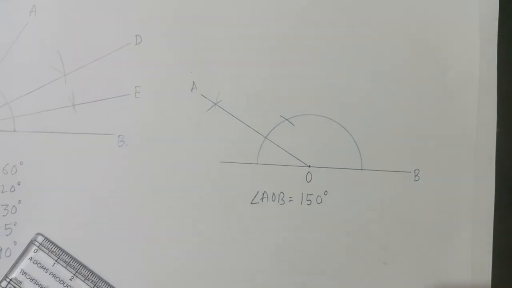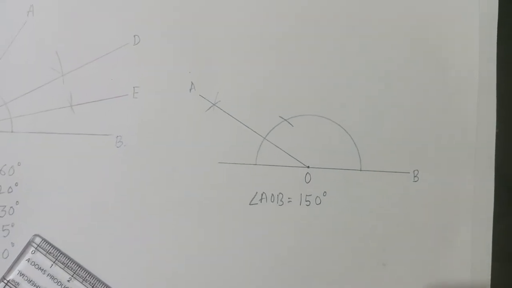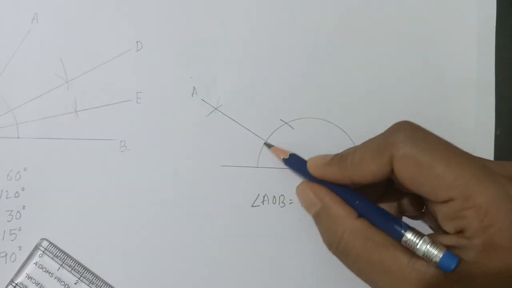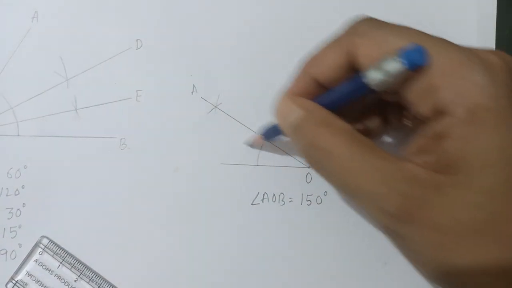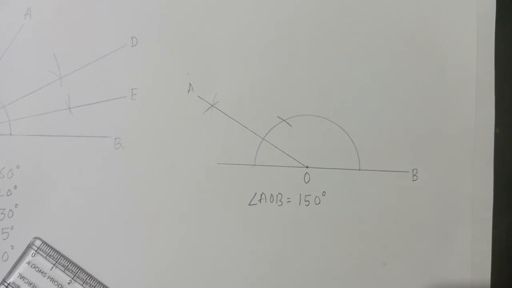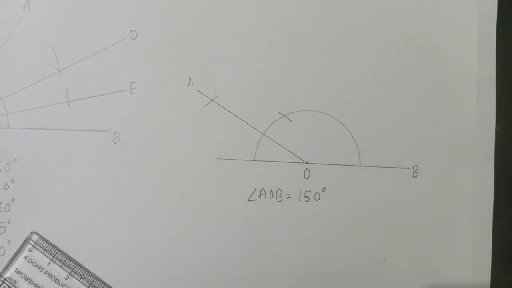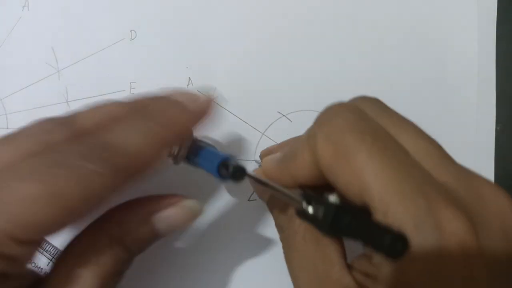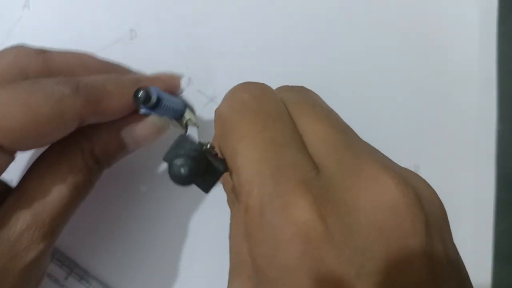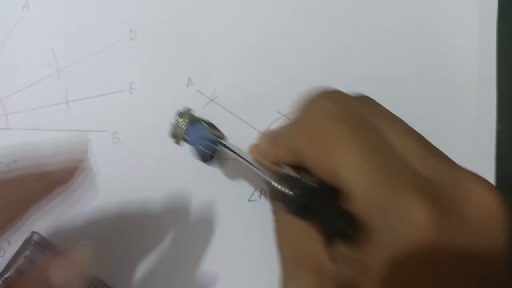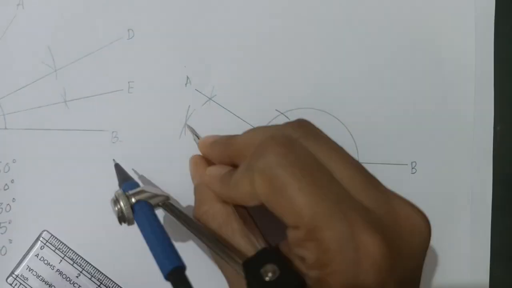Understood? Now we have to make 165. Now 165 comes in between 150 and 180. That means we have to bisect this angle. If we bisect this angle, we will get a line which is 165. Okay, to bisect this angle, this 180 and 150, place the pointer on both sides of the angle. Make the arc. Okay, done. Give it a name. Now join these two dots.